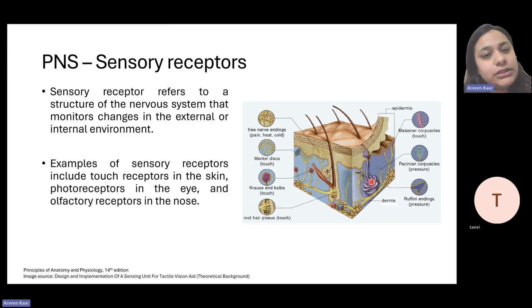So even within the skin, can you see how many different kinds of sensory receptors are actually present, right? And some of them have redundant functions also, because they might be responding to different types of touches or different intensities of touches, something like that.